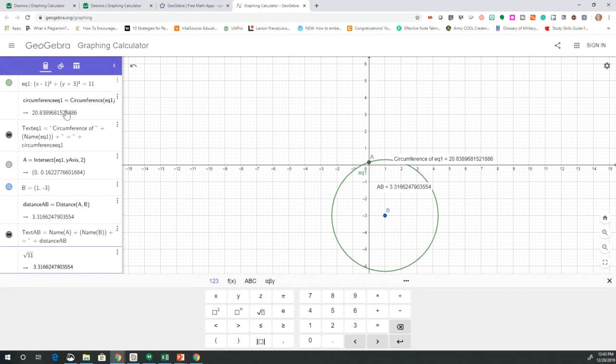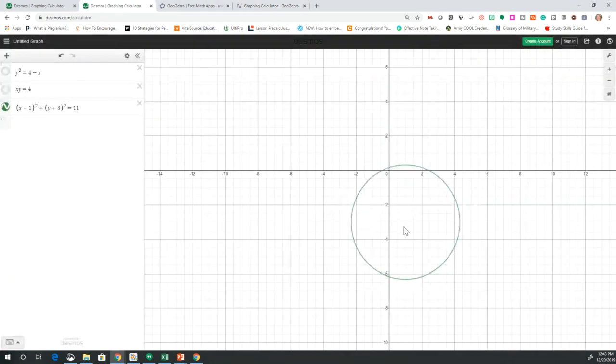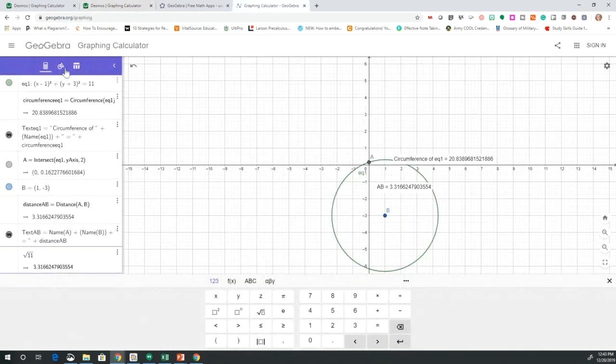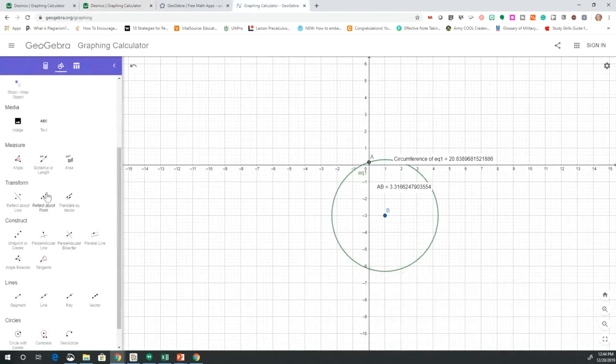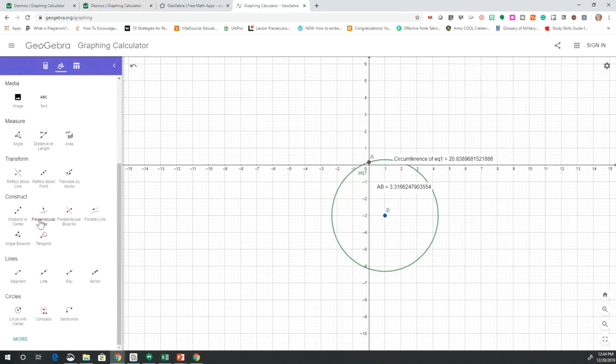But I only use this particular GeoGebra when I have to do stuff with circles, because it's much easier. There's not really a way to measure distance on the circle here, and the circle doesn't even give you the center. There's not really a way to measure that distance. There's no measure button like there is here, where it has that distance or length you can measure.